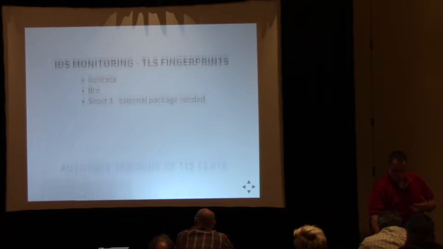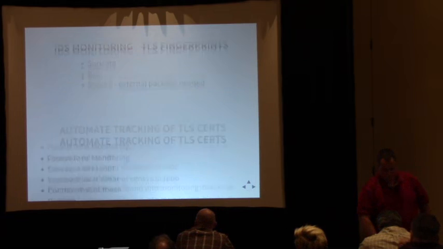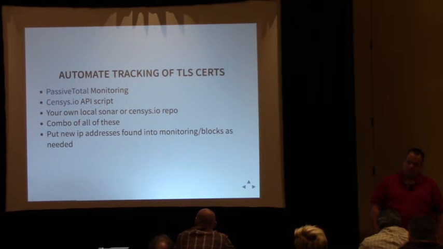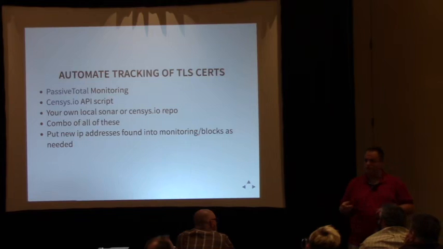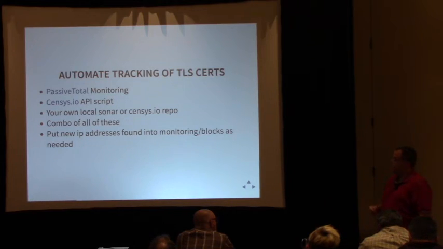So you start pulling this data from monitoring, and it's great because you're pulling in one-time indicators, but how do you automate the tracking of these TLS certificates? For those that, like I said, I mentioned PassiveTotal, they actually had a blog about this last week, about using their platform for tracking TLS certificates. I highly recommend you check it out. It allows you to automate a lot of this.